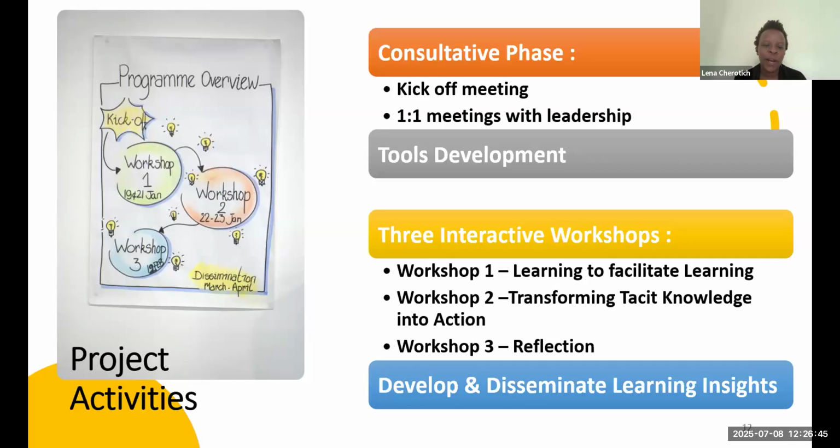Workshops 1 and 2 were done back to back within the same week. And then workshop 3 was implemented about a month after that. We finished workshop 2 at the end of January, and we had workshop 3 around mid-February. The objective of workshop 3 was, again, to look back at what worked, what we can improve, and what didn't work, based on what we had agreed on. And we then used the information that we got to develop and disseminate learning insights, of which this webinar is one.